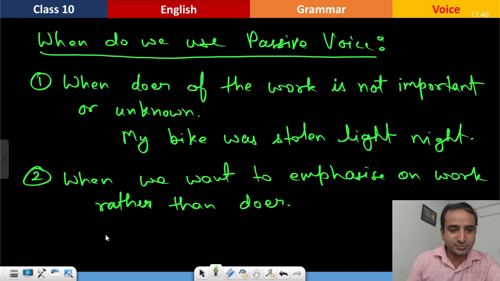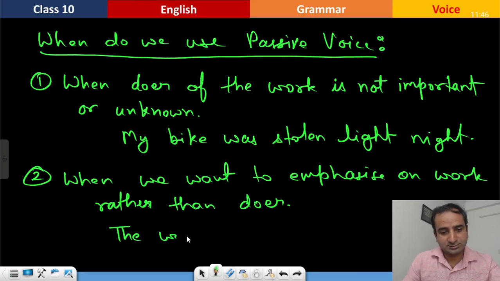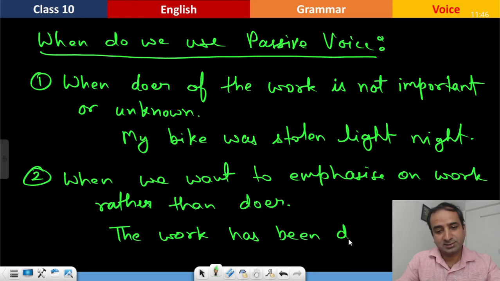In that case, we use passive voice, like the work has been done. You can also say by someone or anything else. So here the work is important. See, remember the incident when you go home and ask what is cooked today. Means who cooked it is not important, but what is cooked is important. Why? You just want to know the, you can say, taste of something.